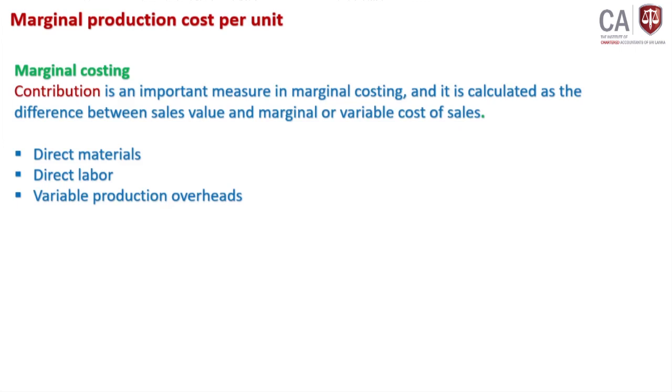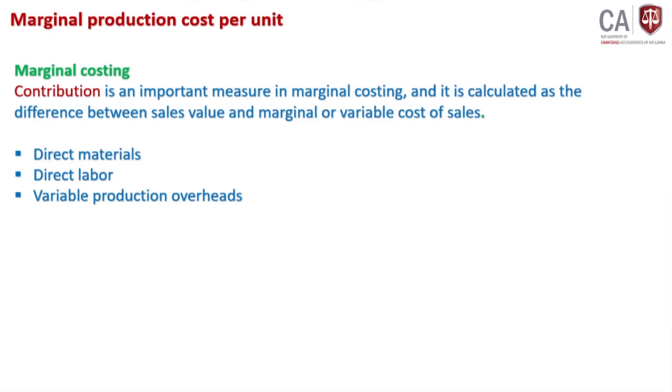In marginal costing, you have to calculate contribution. What do you mean by contribution? It is an important measure in marginal costing, calculated as the difference between sales and the marginal or variable cost of sales, which means contribution equals what? Sales minus marginal cost, which means the variable cost. So this is very important.